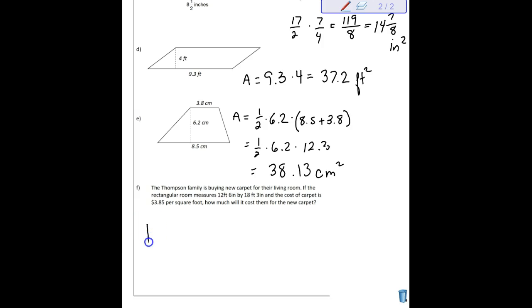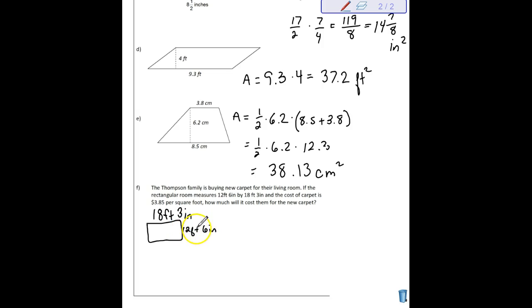Well, let's first draw a little picture. Okay, so let's pretend this is their room. And on this side it's 12 foot 6 inches. And on this side I have 18 feet 3 inches. Now remember, I said on a previous page that if we are dealing with two different kinds of units, we have to convert them so they're all the same.